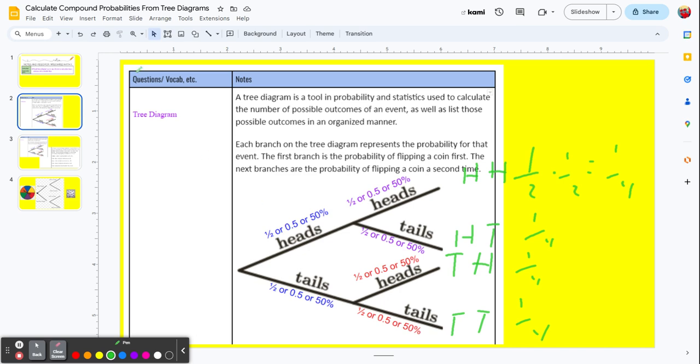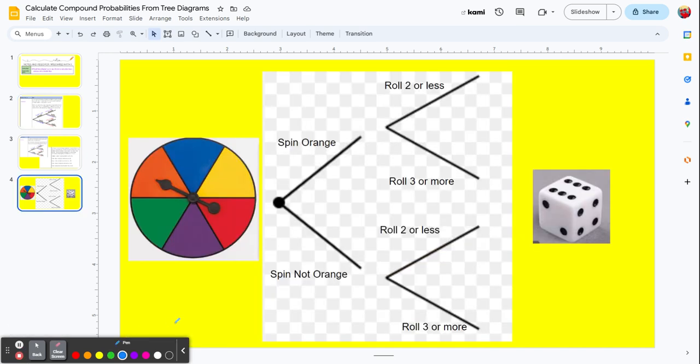All right? Let's show another example. In this example, our two events is spinning a spinner here, that's pictured here, and landing on orange, or spinning it and not landing on orange. And then the second event is rolling a die and having it land on 2 or less, or having it land on 3 or more.